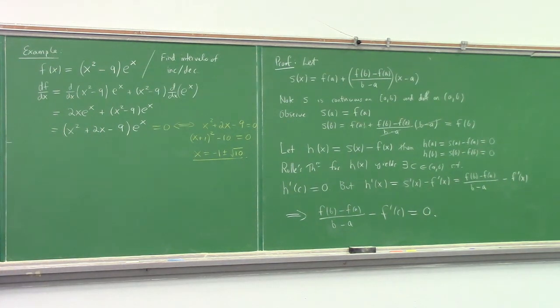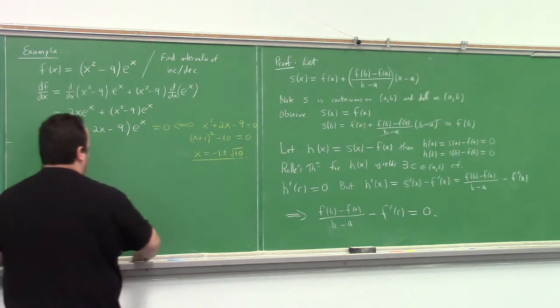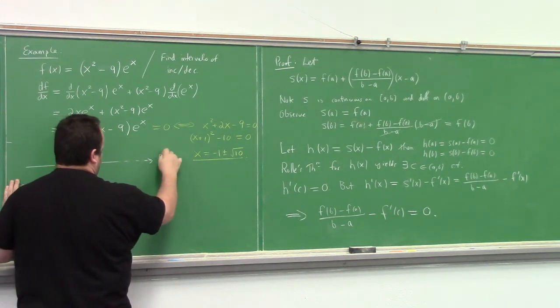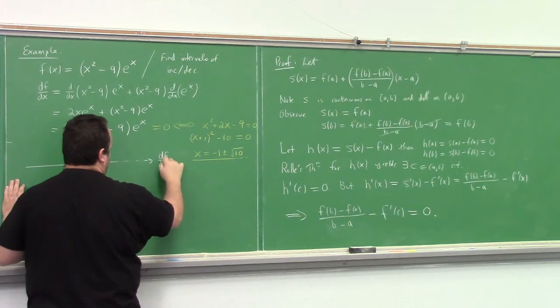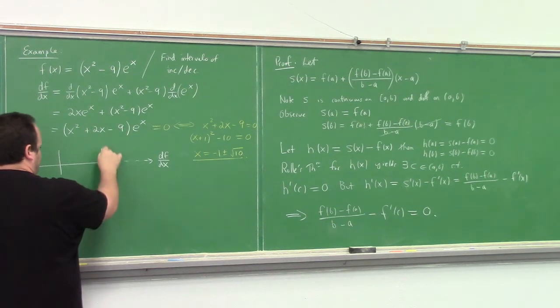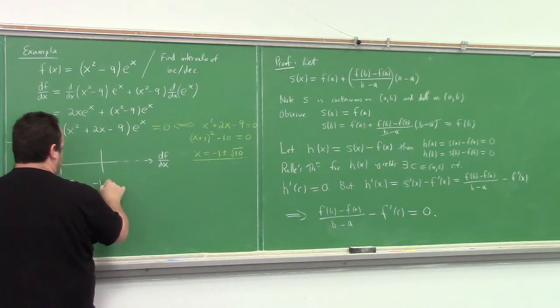You could use the quadratic formula on that. I mean, it's not particularly pretty, but those are the critical numbers. All right? And so I can draw a number line. And I'll put df dx here because we're talking about the derivative. And I'll put down the critical numbers, like minus 1 minus the square root of 10 here, and minus 1 plus the square root of 10 over here.